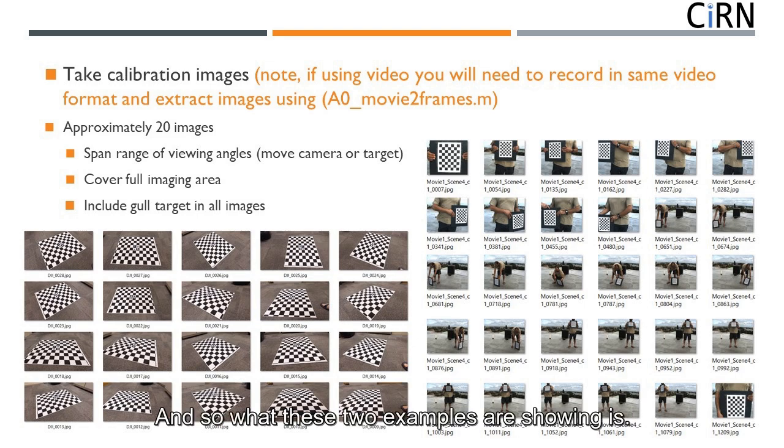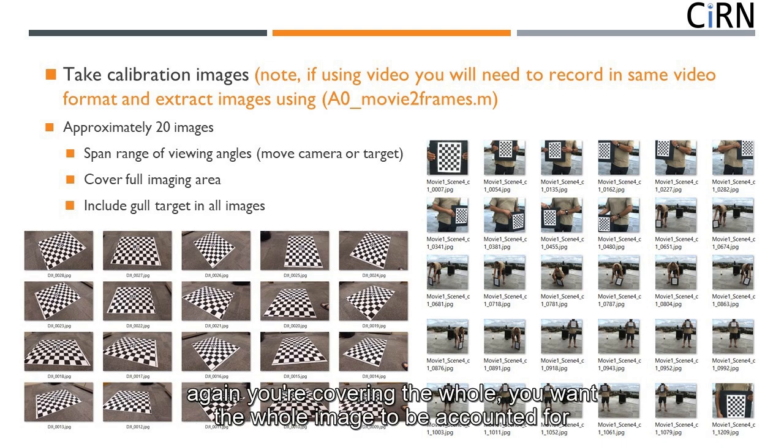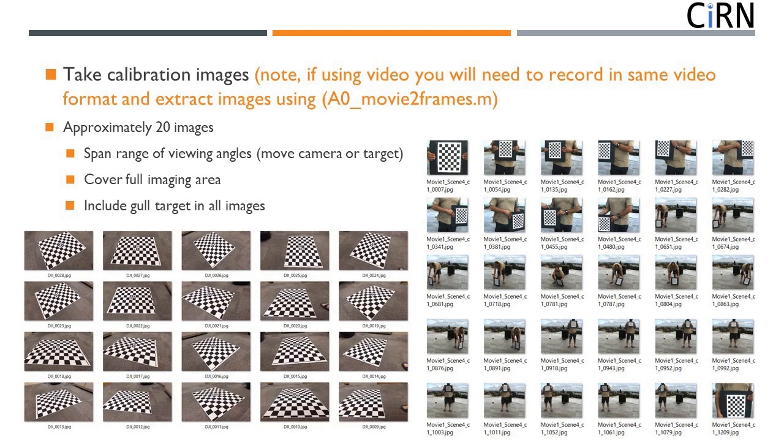And so what these two examples are showing is, again, you want the whole image to be accounted for and have examples of this calibration pattern. So you might want the pattern taking up the whole image, but then you want to move forward and backward from your camera. You want to tilt and have different angles of the calibration, so that we can, again, account for distortion in all parts of the image sensor.